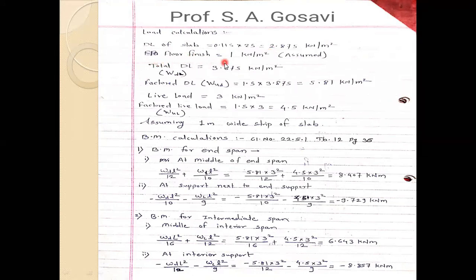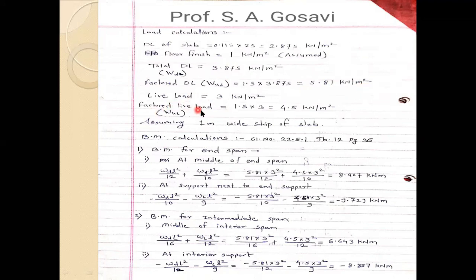After that, the floor finish is 1 kilonewton per meter square, an assumed value, as we have seen earlier also. After that, the total dead load. These two values, the self weight and floor finish, come under the dead load of the slab, and if we add these two quantities, it is 3.875 kilonewton per meter square. Now factored dead load. Factored dead load means we multiply this value by 1.5. So multiplying this by 1.5, we got 5.81 kilonewton per meter square.